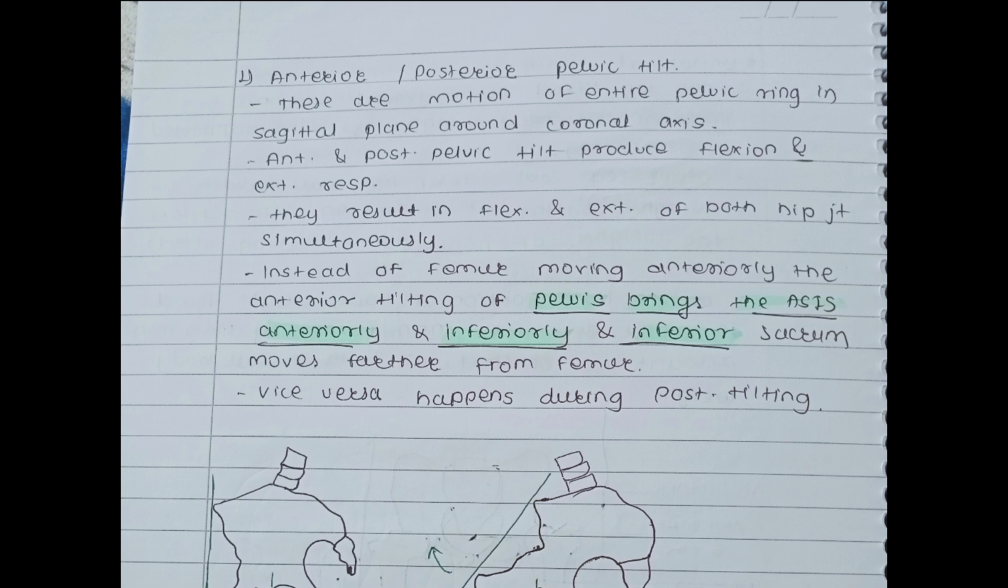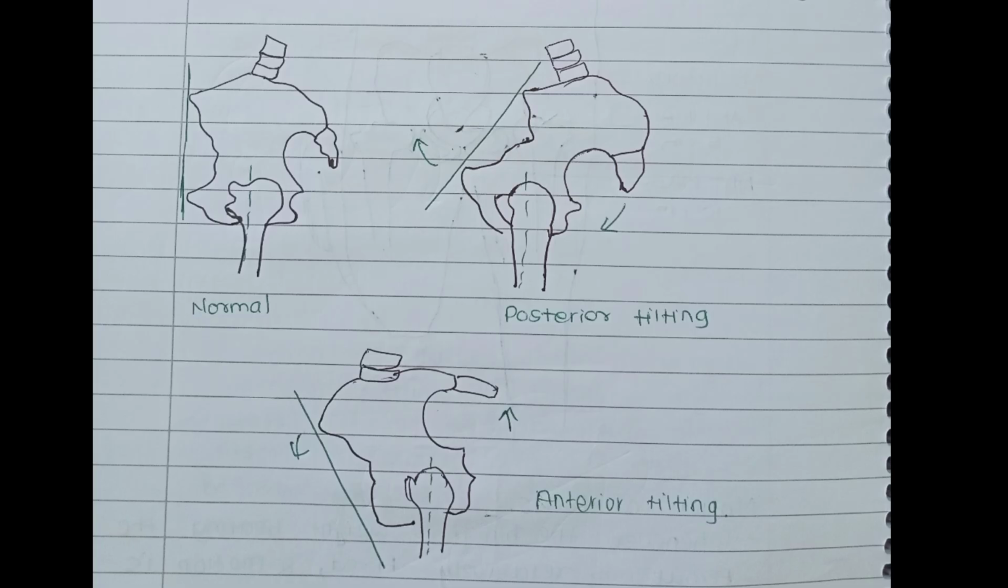So anterior and posterior pelvic tilt, which produce flexion and extension simultaneously. During anterior tilting, the pelvis brings the ASIS anteriorly and inferiorly, and the inferior sacrum moves farther from the femur, and vice versa happens during the posterior tilt. Here in the diagram you can see the anterior and posterior tilting of the hip joint.